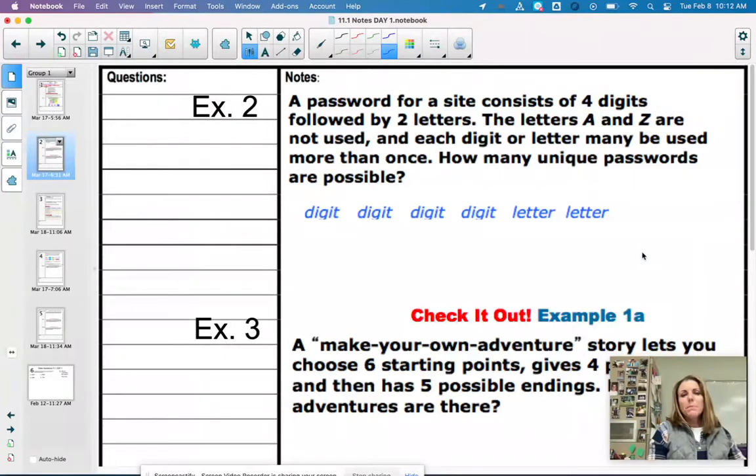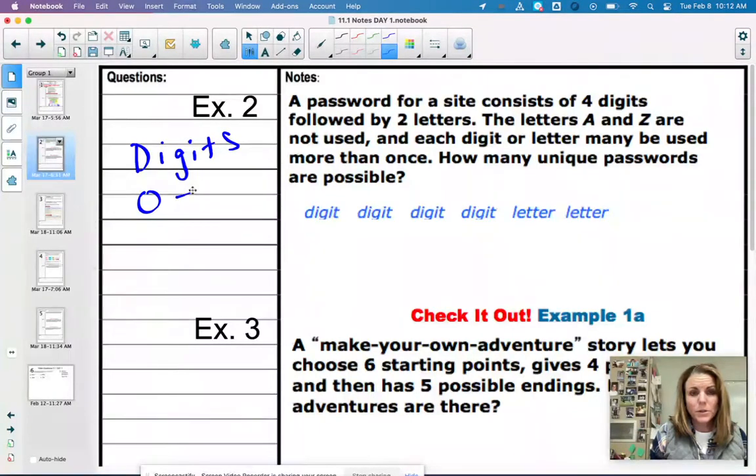Example 2. A password for a site consists of 4 digits followed by 2 letters. The letters A and Z are not used, and each digit or letter may be used more than once. How many unique passwords are possible? When we talk about digits, they go from 0 to 9. Single digits. How many are there? There are 10 of them if we include 0. So there are 10 possible digits to choose from for this unique password.